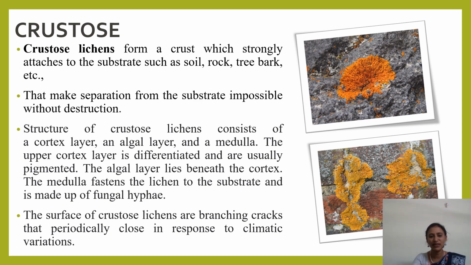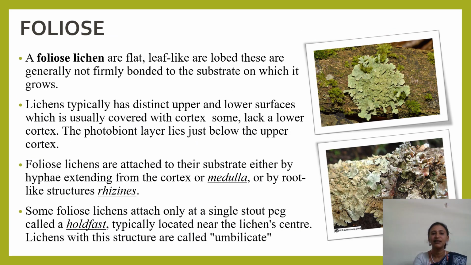As these have a mutualistic relationship, the algal and fungal components contribute to each other, supporting each other for the survival of the fittest life. Next, foliose lichen. Foliose lichens are flat, leaf-like, lobed structures.